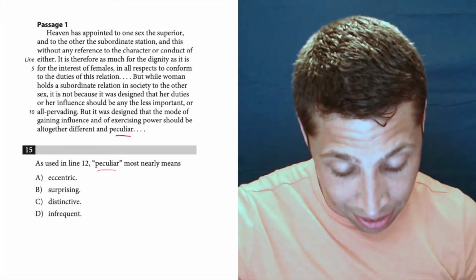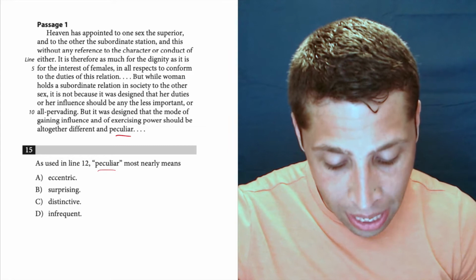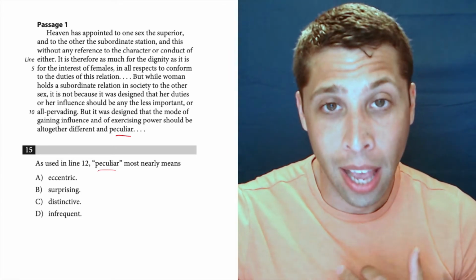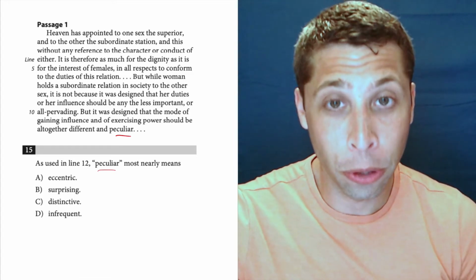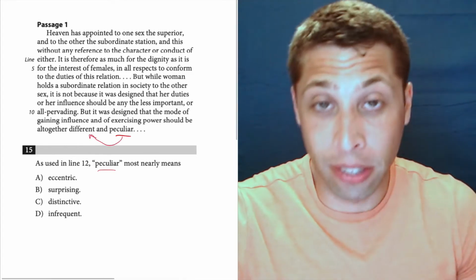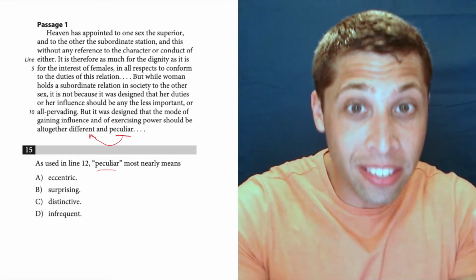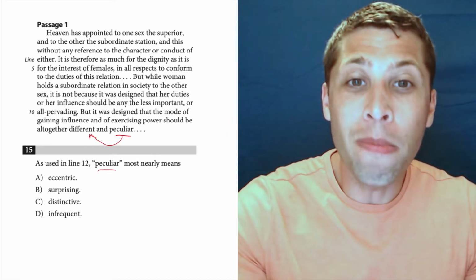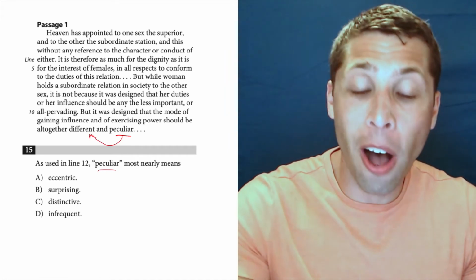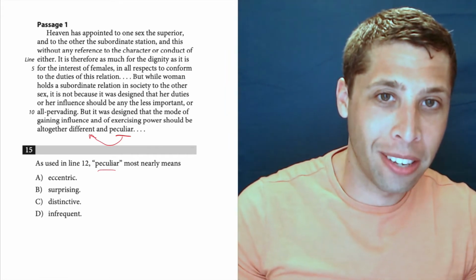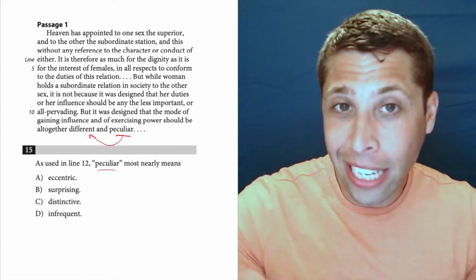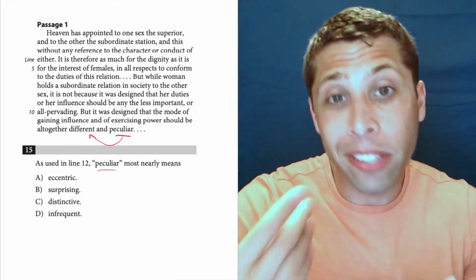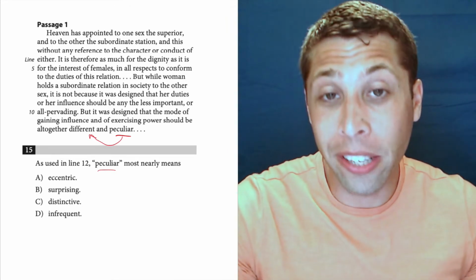Okay, so let's look at the sentence. But it was designed that the mode of gaining influence and of exercising power should be altogether different and peculiar. What does peculiar mean? It means different. There's a reason that those two words are next to each other. They are meant to mean the same thing. This is the way that this author is emphasizing her point. She's repeating herself. A lot of times in the olden days, this is how people wrote, is they repeated themselves, I guess, to make their point or whatever.